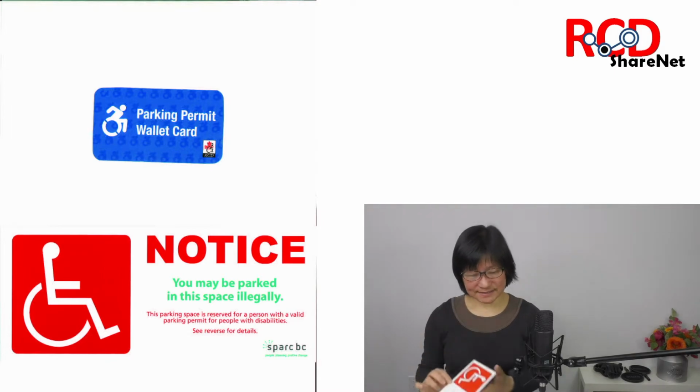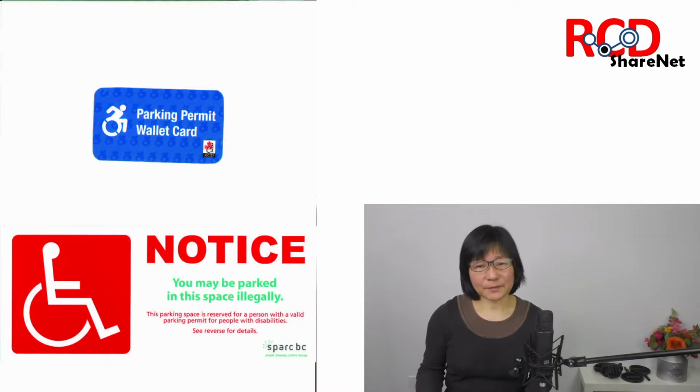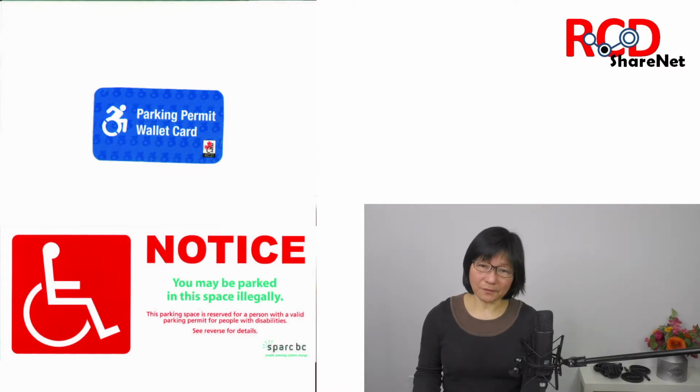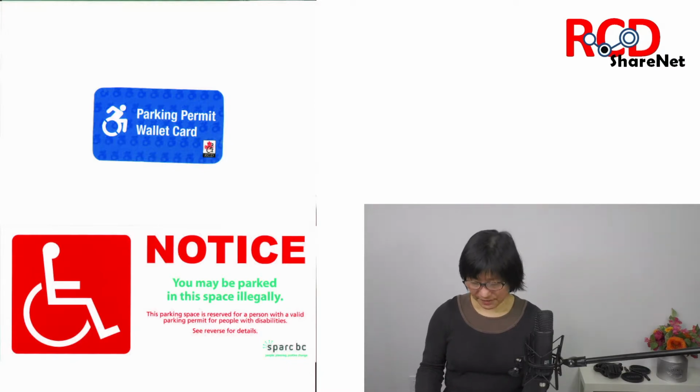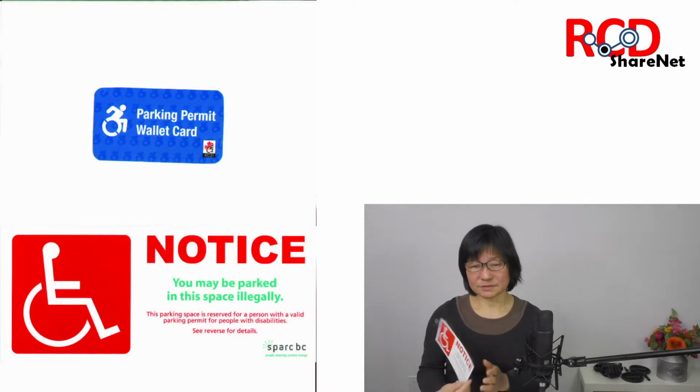This notice is something we will give out if you ask for it. It is for when you see other people who may not have the permit and are parked at a designated spot, or who have the permit but are abusing the privilege. So that might be something that you want to let them know.